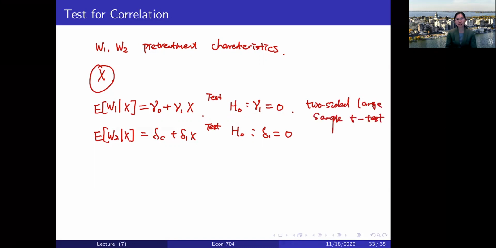So you can use a two-sided large sample t-test for each of these null hypotheses after running the regression of, say, W1 on X and running the regression of W2 on X, running OLS regression of W1 on X and OLS regression of W2 on X, and test the statistical significance of these two slope coefficients.